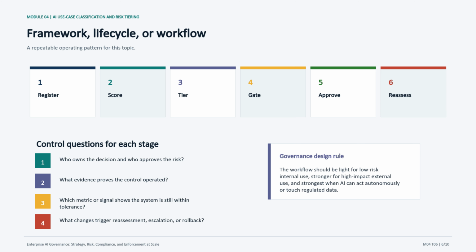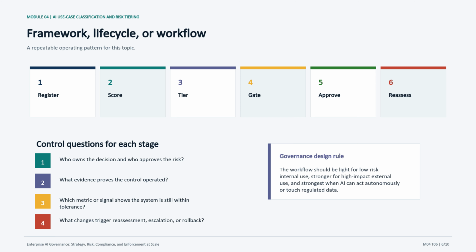Who owns the decision? What evidence proves the control operated? What signal shows the system is still within tolerance? And what change would trigger reassessment? The design rule on the right is the practical point. Low risk internal uses should not be buried in process, but high impact external systems, regulated data, and autonomous agents need stronger gates and runtime controls.